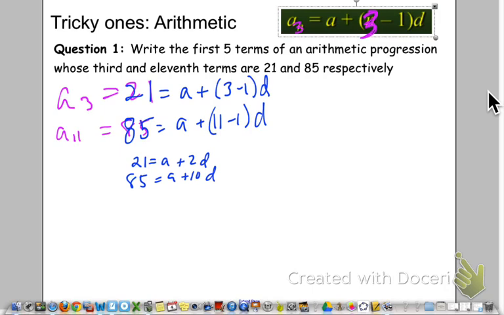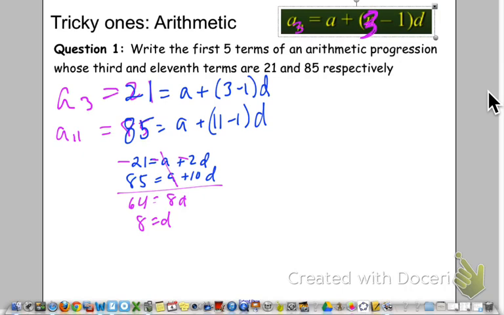So I'm going to multiply the top equation by -1. Alright, and that gives me negative 21, a negative a, and a negative 2d. Now I add the equations, so I'm just solving a system of equations that you guys learned in Algebra 1 and in Algebra 2 and in Finite. So that gives us 64 equals, a cancels out, 8d. So 8 equals d, so the common difference is 8.